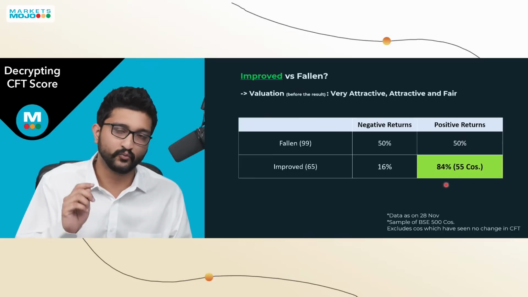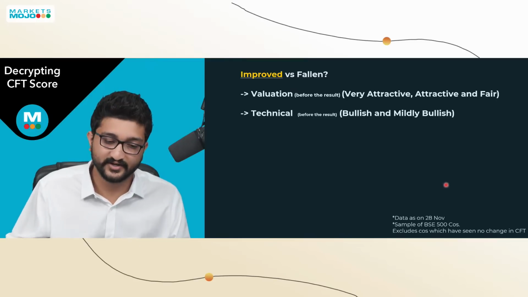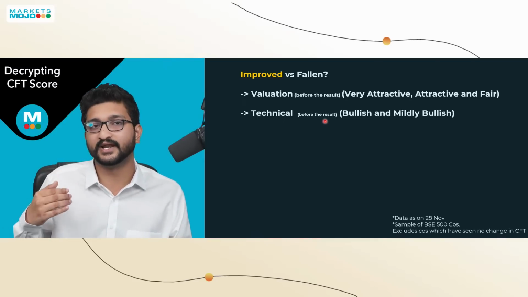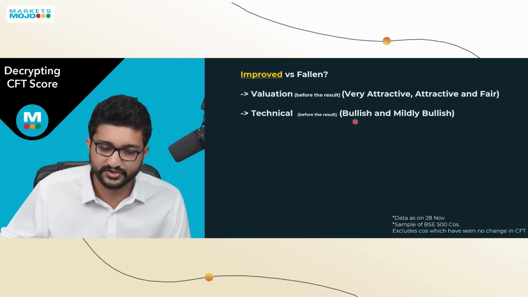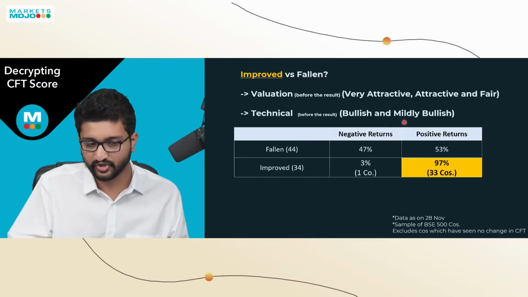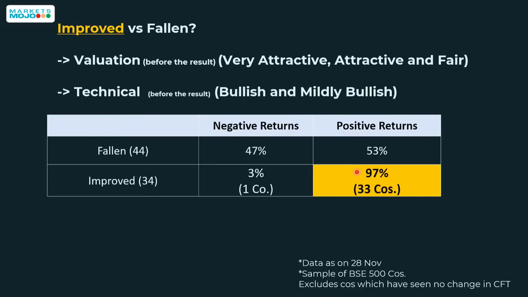Now you'll be shocked: can this 84% actually get better? Yes, it can. One last filter: we'd look at technicals. Again, technicals before the result. मैं आज का technical नहीं देख रहा हूँ, not the technical trend of today. The technical trend before the company declared the result; we'd look at bullish and mildly bullish companies. Look at the results, shocking. Now we have 34 improved companies, from which 97%, we are just close to 100, 33 companies have actually given positive returns since their result.